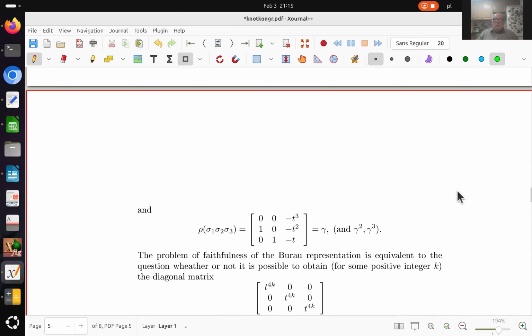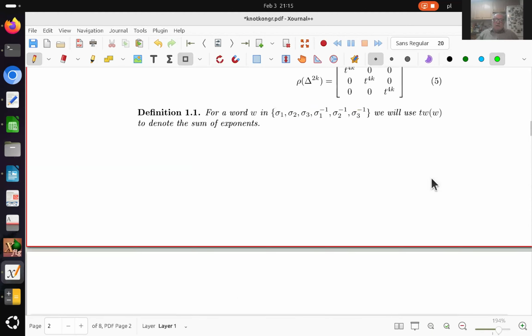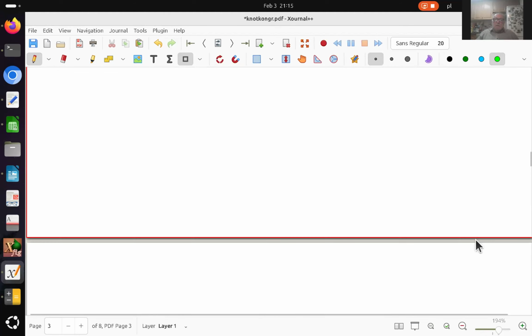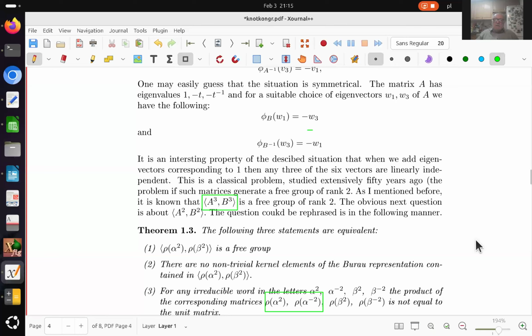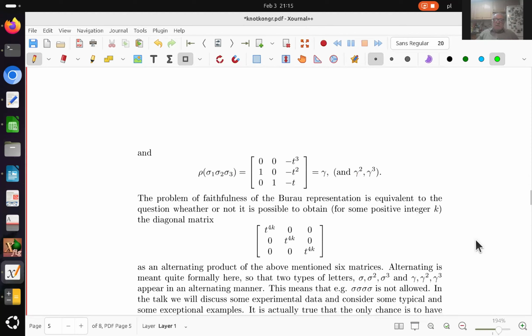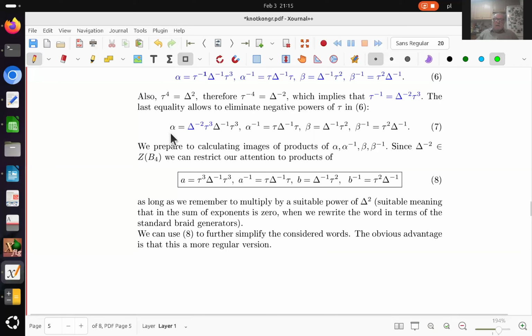which was, what was it? Tau was sigma 3, sigma 2, sigma 1. So the fact is, and it was observed by Anzor Beridze's student David Tadze, that alpha is equal to delta to negative 2 times tau 3 times delta inverse times tau 3. Alpha inverse is tau delta inverse tau, beta is delta inverse tau square, and beta inverse is tau square delta inverse.